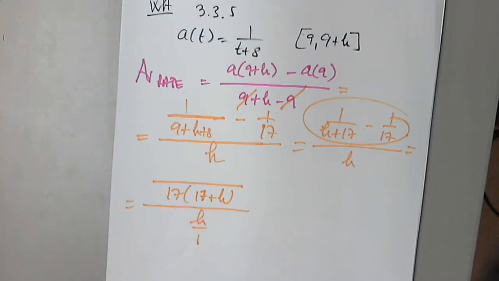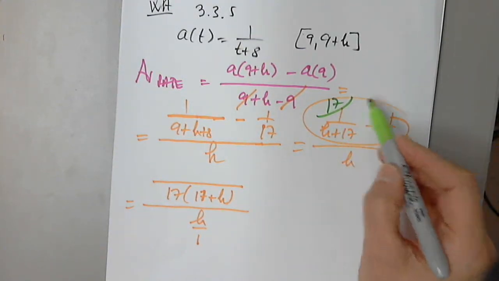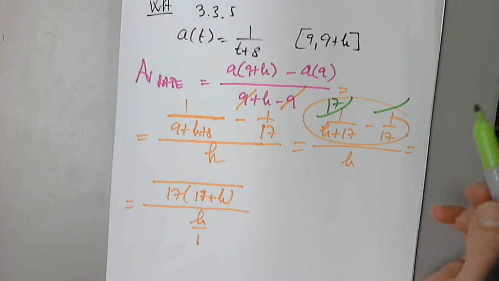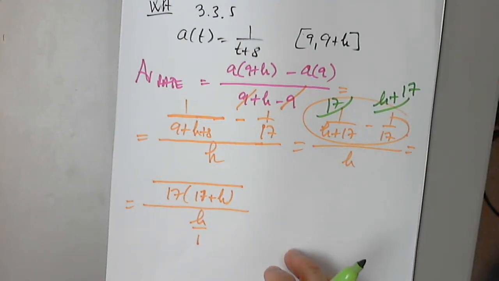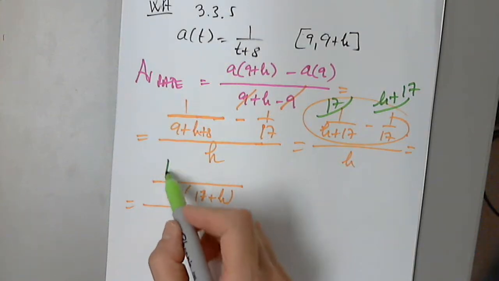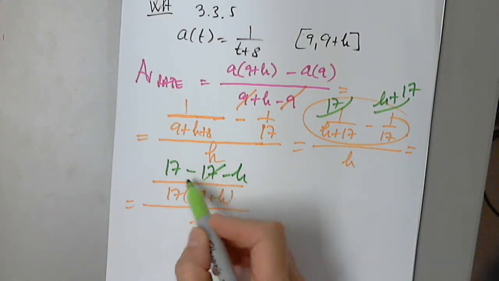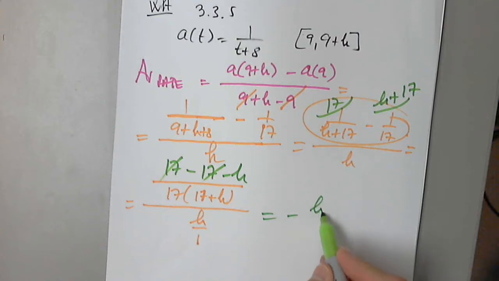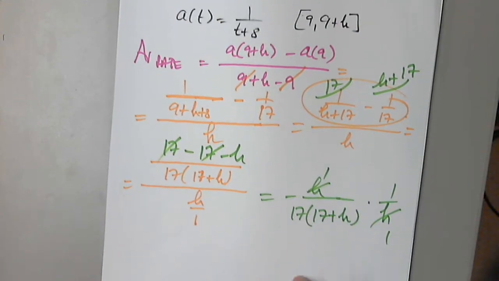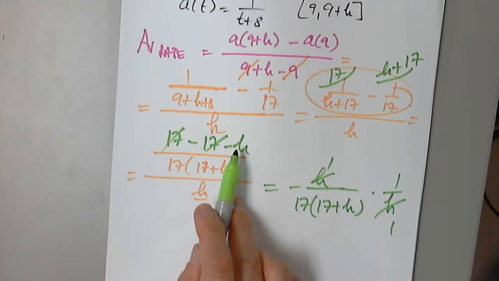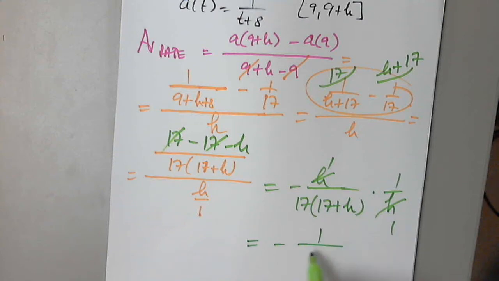Good. So then what is the adjustment for the top of the first one? Good. And the adjustment for the top of the second one? That's okay. So this is 17 minus h. So then negative h divided by 17 plus h times 1 over h, and we simplify the h. As we've noticed, everything without h went away. So the answer is this.